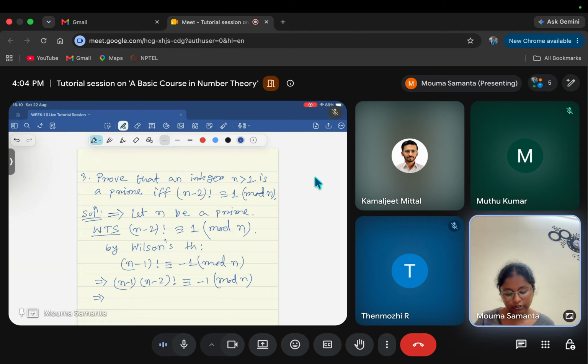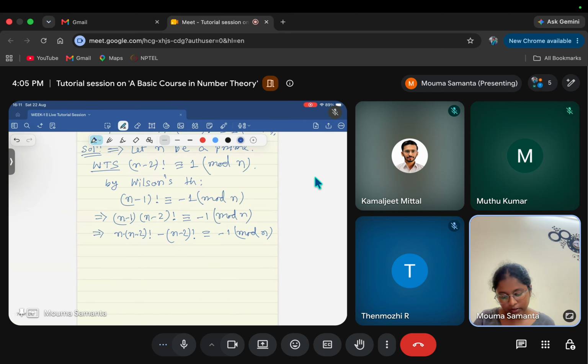So if you calculate, it is the product of n minus 1 and n minus 2 factorial. So multiply n minus 2 factorial with n and then take minus n minus 2 factorial. Just further calculation: n into n minus 2 factorial and another minus n minus 2 factorial. This is the left hand side, and this is congruent to minus 1 mod n.